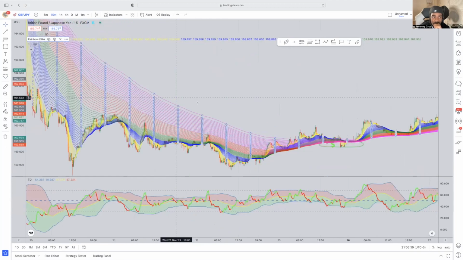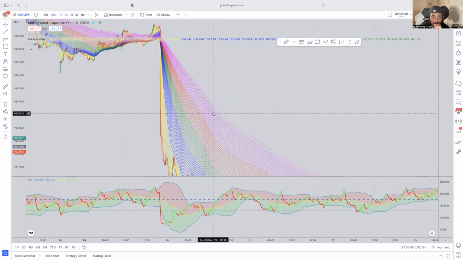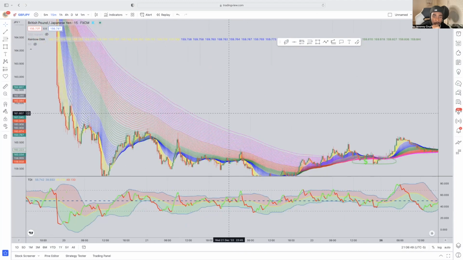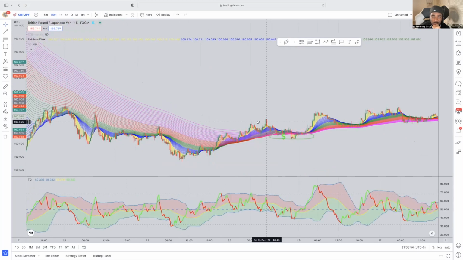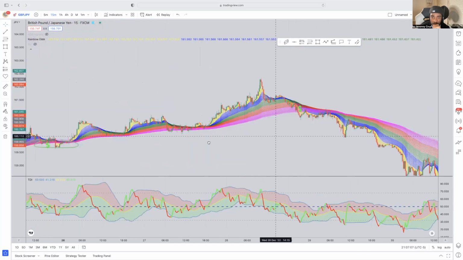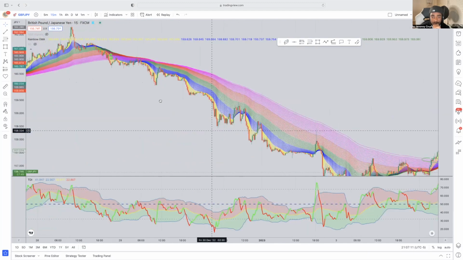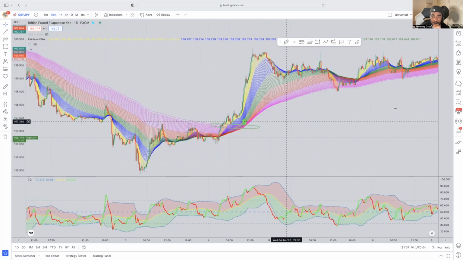Okay, now you guys see right here, the rainbow lines are very spread out, it's very wide, and that basically means that the trend is strong. Now we see the lines tightening up. We can expect a trend reversal. Right here, we get the move and we make the money. Okay, right here, we get the move and we make the money.